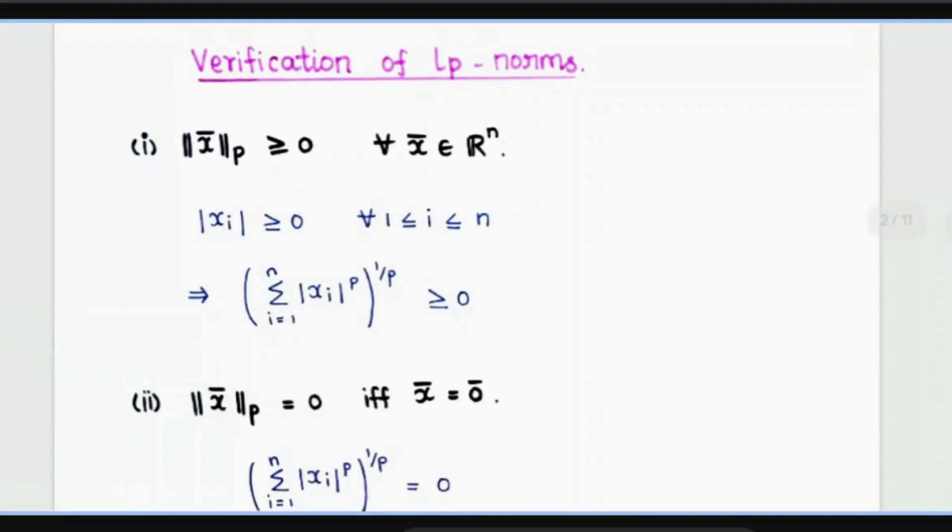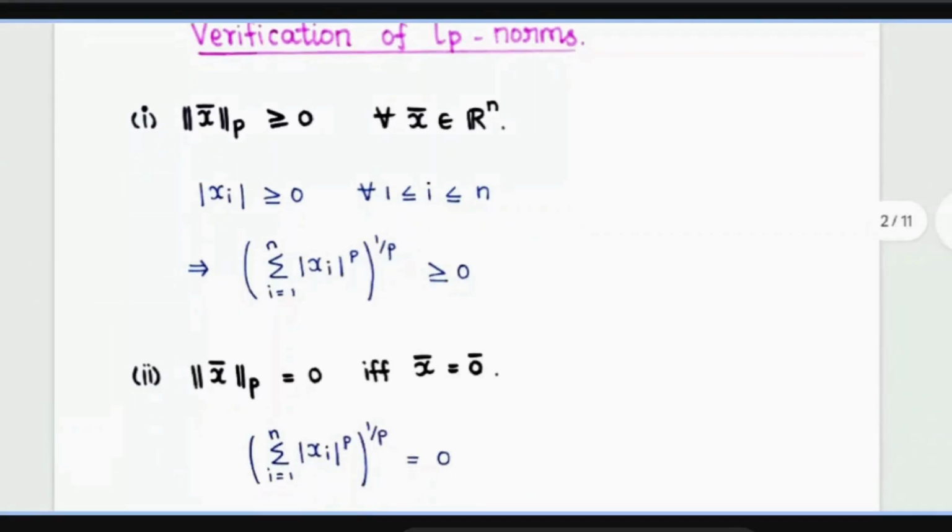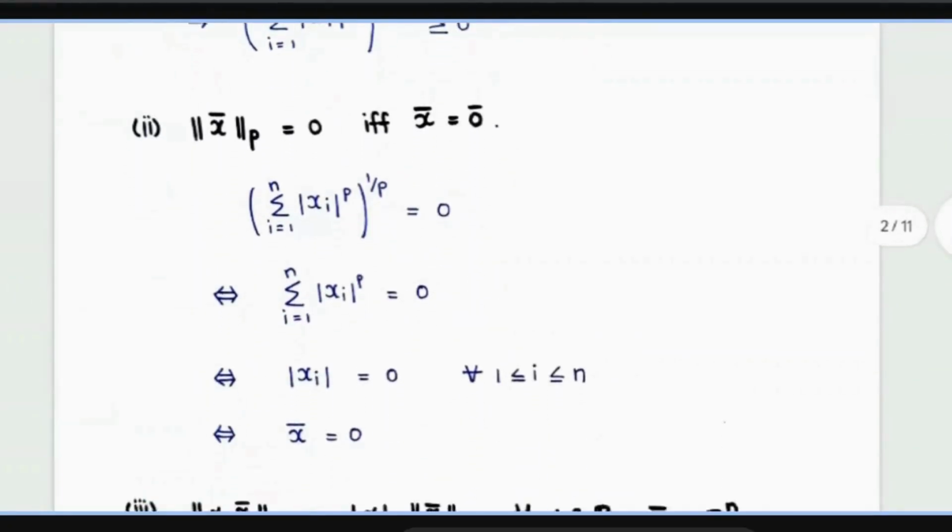Now, to prove this, we already know that the modulus in R is always greater than or equal to 0. So for any i, the modulus of x_i is always greater than or equal to 0. So if we raise it to the power p, it will still be greater than or equal to 0. And adding those terms for each x_i will not change the non-negativity. So ultimately, we get that the norm of x bar is greater than or equal to 0 for every x bar in R^n. Let's move to the second property.